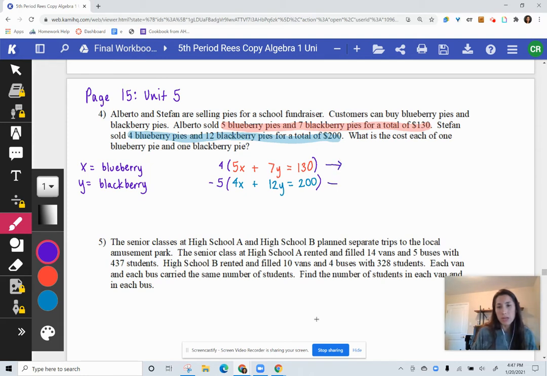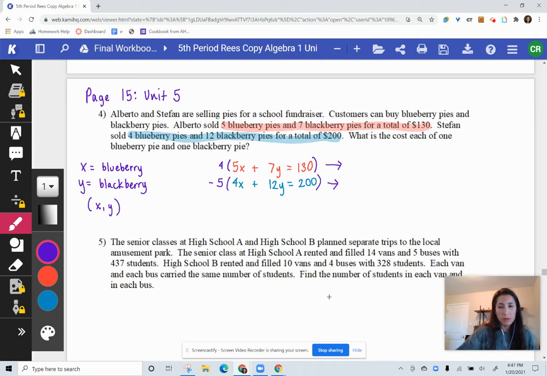I would go ahead and rewrite your equations, and once you rewrite them, you can go ahead and add them together to eliminate. And then just make sure you put your answer in terms of x comma y, and then you write it in a sentence format as well. Okay.